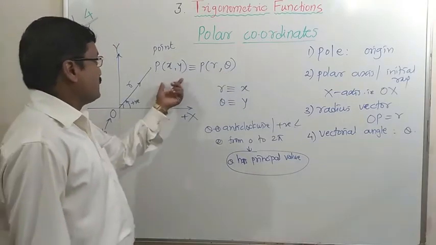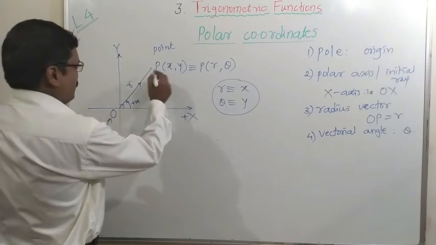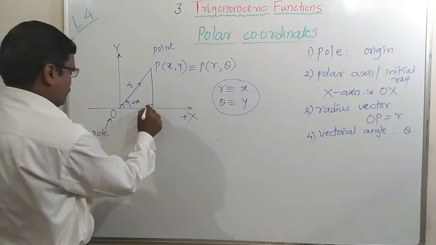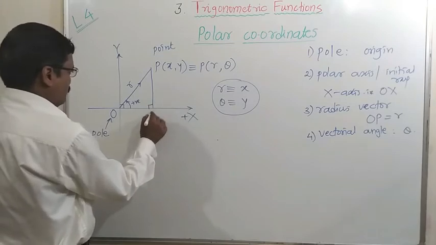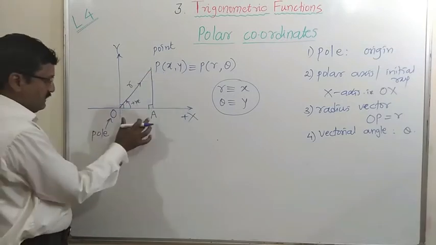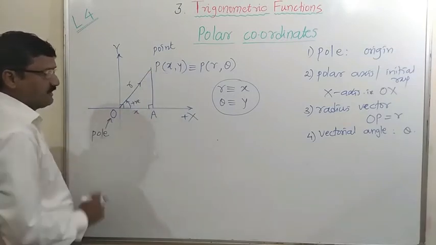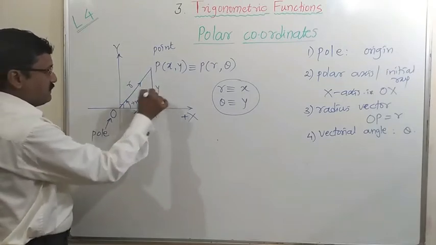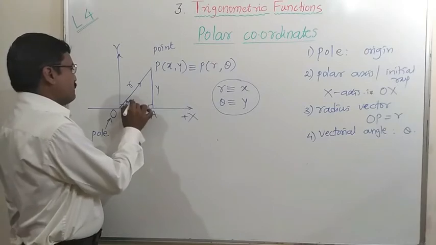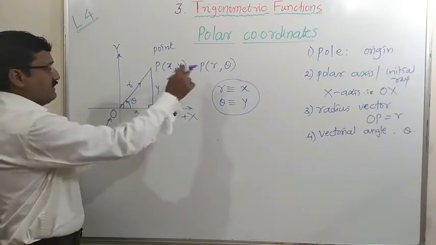Let us see the relation between x, y and r, theta. If point P has coordinates (x, y), then we can draw a perpendicular from point P on the x-axis. Let this be A. A is the foot of the perpendicular from P. Then this distance OA is nothing but the x coordinate of this point P, and distance PA is nothing but the y coordinate. Let us find the relation between x, y and r, theta.